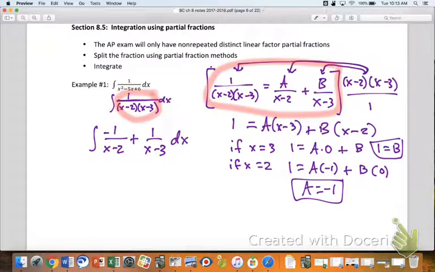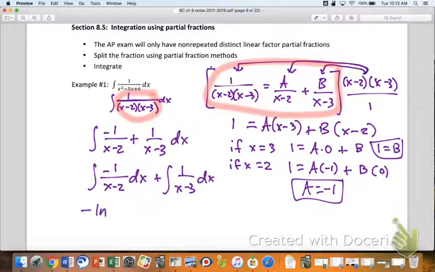Okay, so like I said, I would suggest that we go two separate integrals. It looks an awful lot like a natural log. I agree. Okay, in fact, both of them are, right? So the first one ends up being negative natural log of absolute value x minus 2 plus natural log of absolute value x minus 3 plus c.